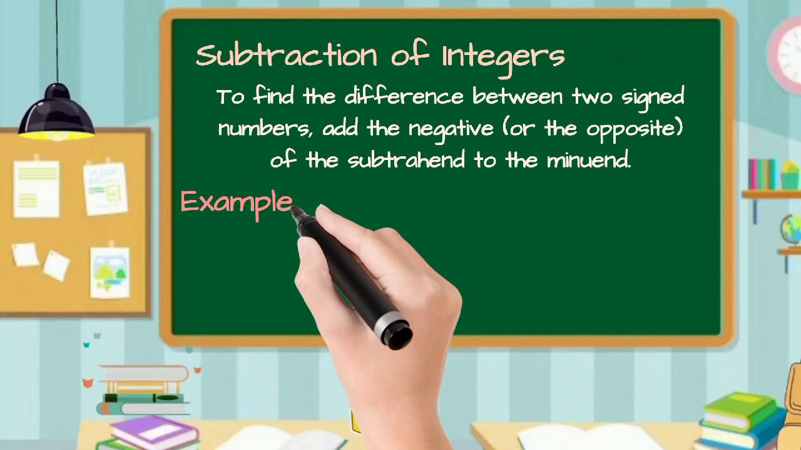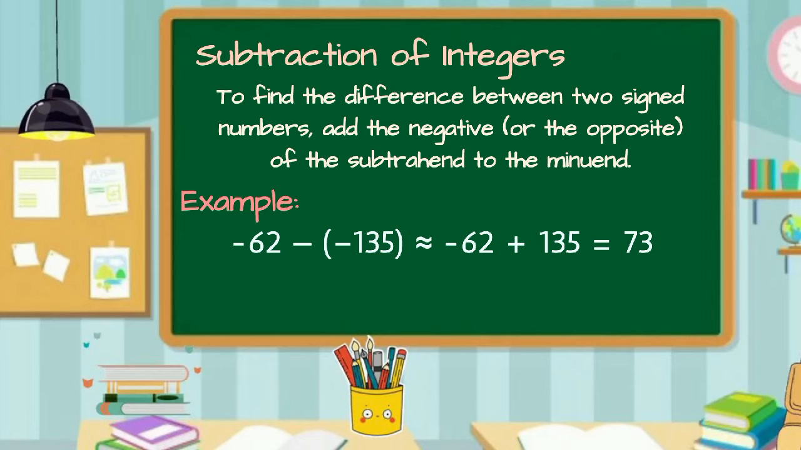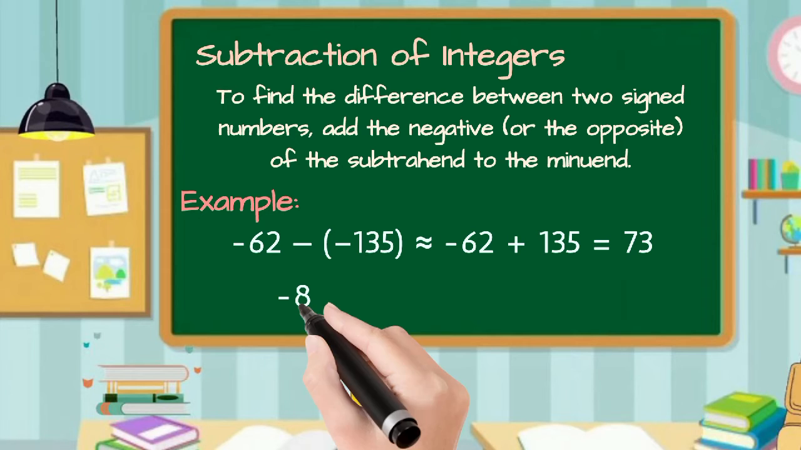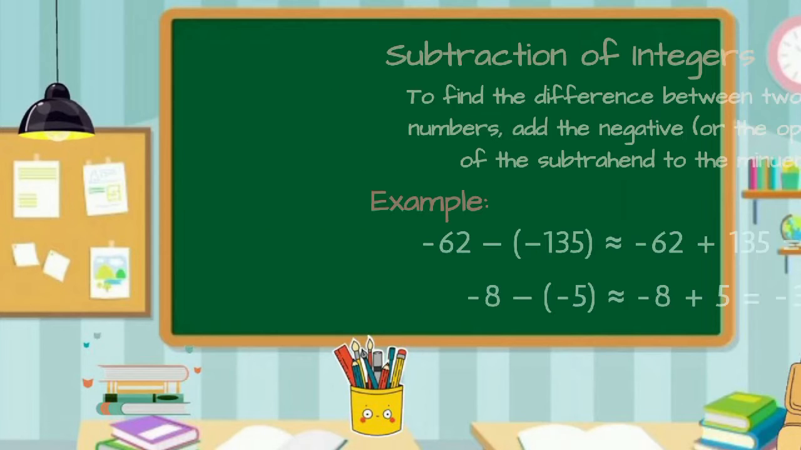For example, -62 minus -135 is equivalent to -62 plus 135, that is equal to 73. And -8 minus -5 is equivalent to -8 plus 5, that is equal to -3. You see, we added the opposite sign of the integers of the subtrahend to the minuend.